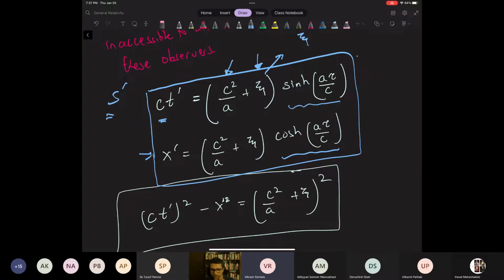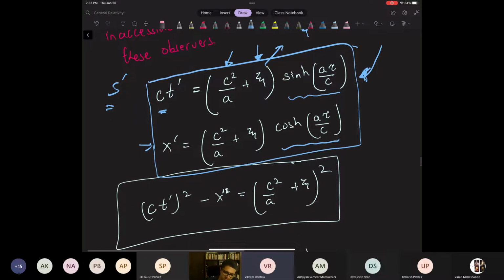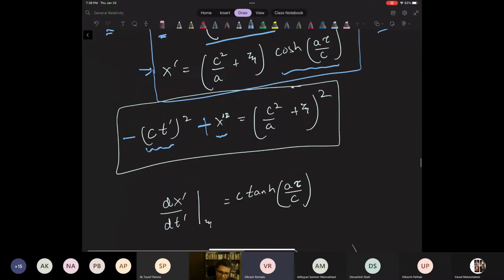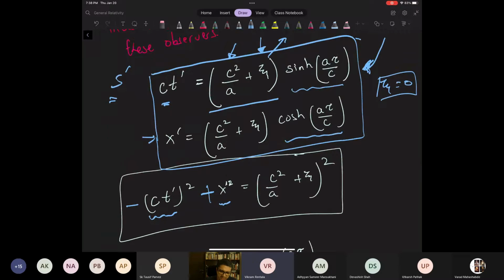First of all, what is the trajectory described by this set of equations for a fixed value of xi? What we'll see is that you get c squared t prime squared minus x prime squared is again equal to c squared by a plus xi, whole squared. Again, this is basically just taking cosh squared minus sinh squared. Maybe I made a sign mistake here; maybe this is minus and this is plus. But compared to before, if I set xi equal to 0, I get back my original accelerated observer.